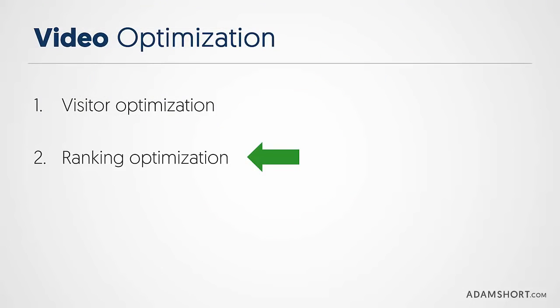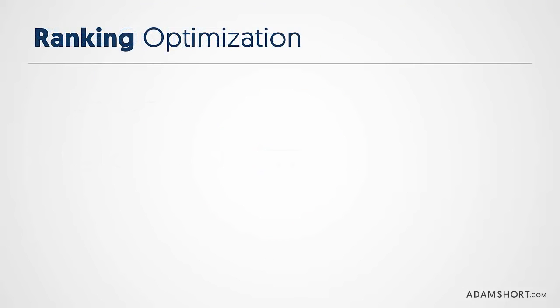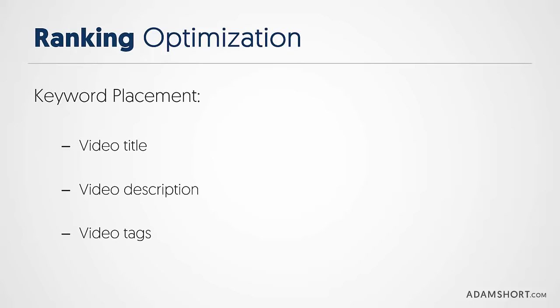Let's move now to ranking optimization. So ranking optimization for your videos all revolves around keyword placement. So what you want to do is choose a keyword that you want to rank for, create a video on that topic, and then after that video is created and loaded to YouTube, make sure that you place your target keyword in 3 places: the video title, video description, and video tags.